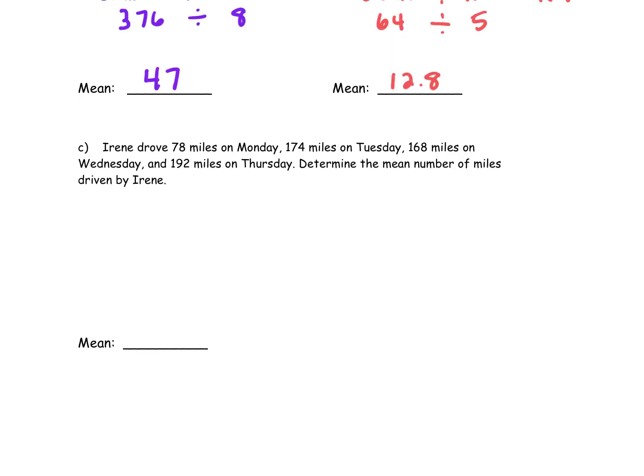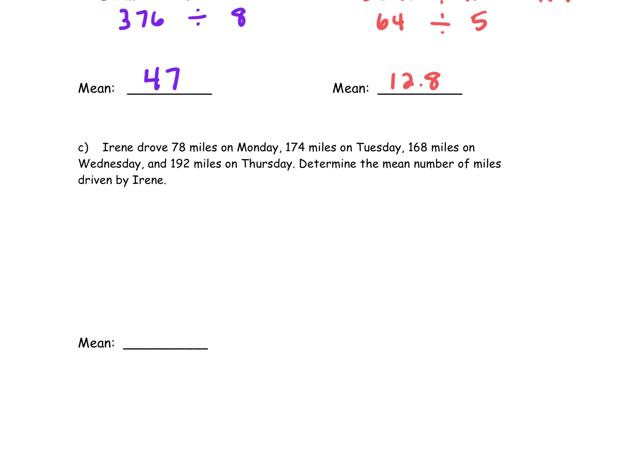Our last example is given in word problem form. It states, Irene drove 78 miles on Monday, 175 miles on Tuesday, 168 miles on Wednesday, and 192 miles on Thursday. Determine the mean number of miles driven by Irene.